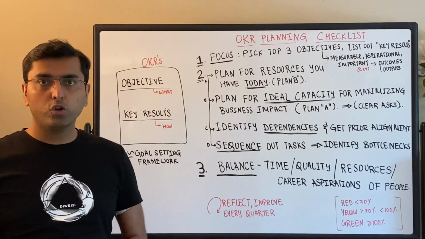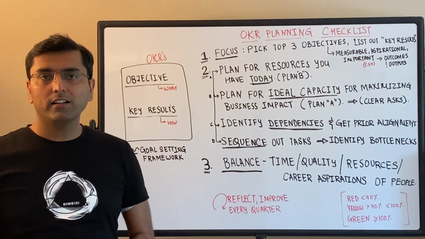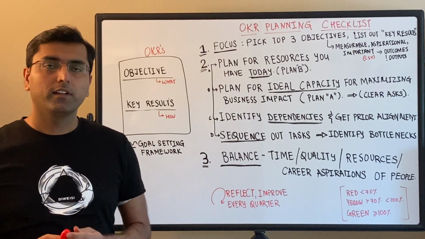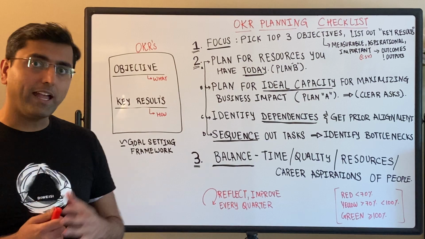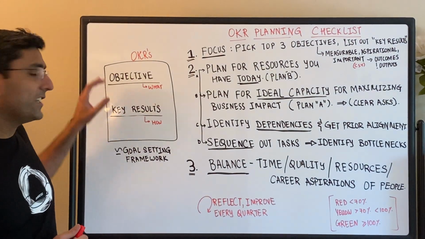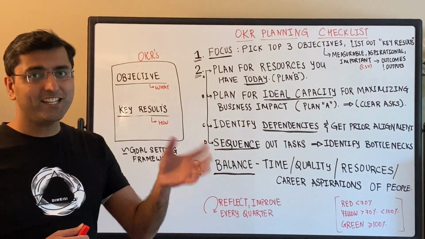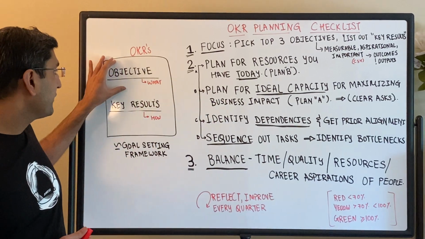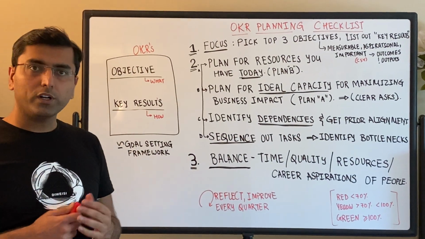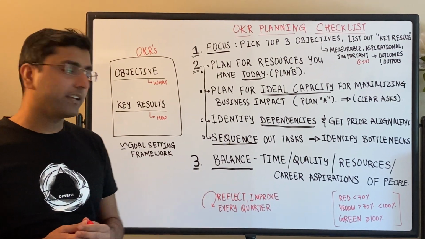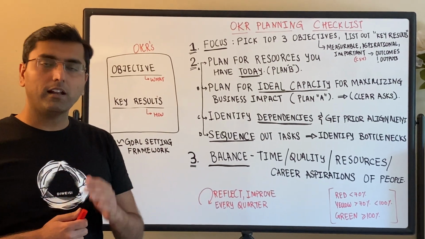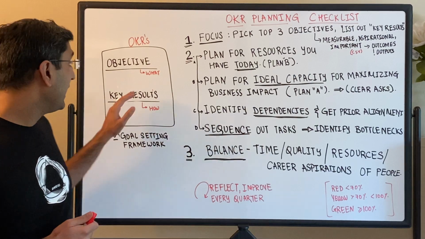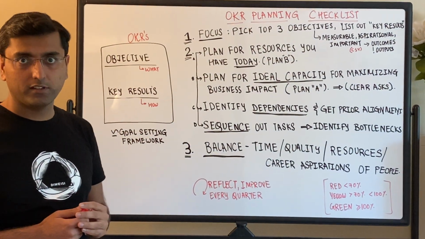This is a quick intro on OKRs. OKRs are a goal setting framework that we use to achieve certain objectives that we have. And so OKR stands for objectives and key results. Objectives, think about them as what is it that you want to achieve. And key results basically indicates measurable outcomes that will help achieve those objectives.